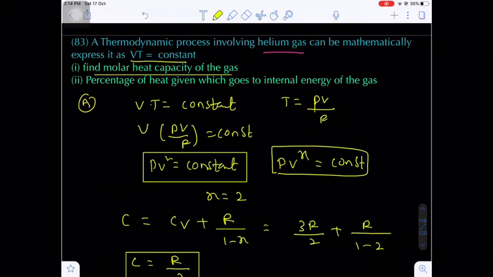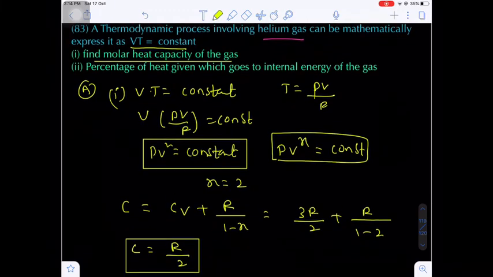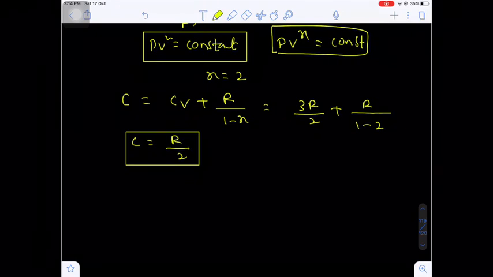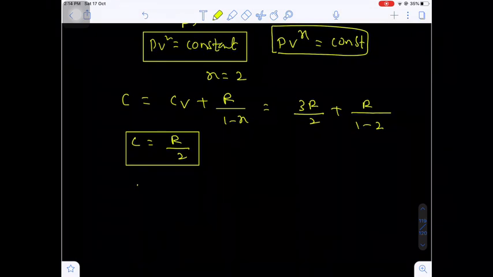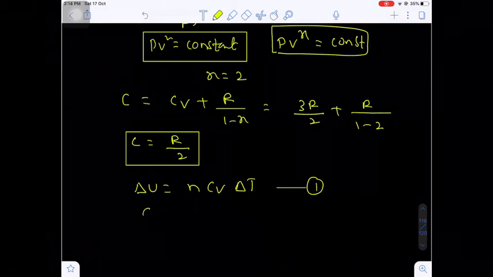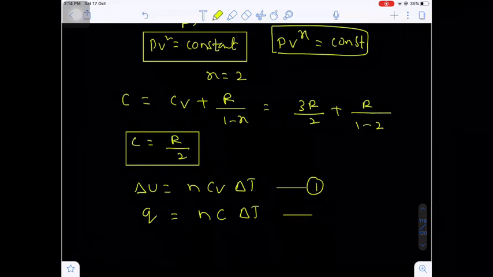Now the second question, percentage of heat given which goes to internal energy of the gas. That means, what will be the change in internal energy? Delta U equal to n Cv delta T. This will be equation 1. And what will be the heat exchange in a polytropic process? Q equal to n C delta T. Are you getting my point?